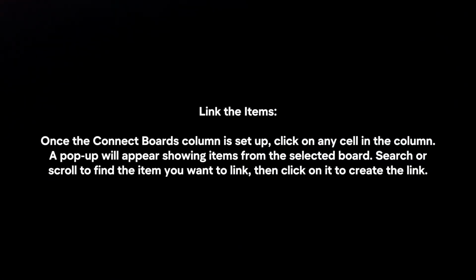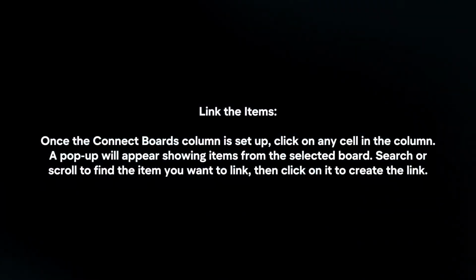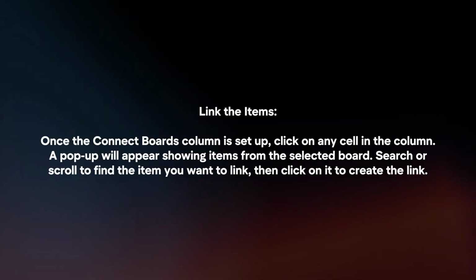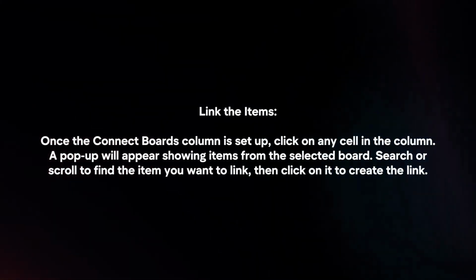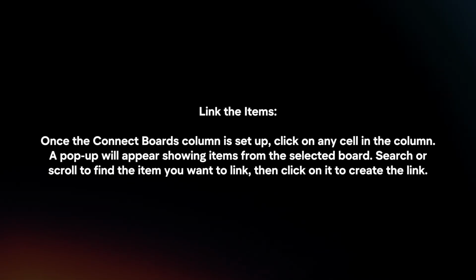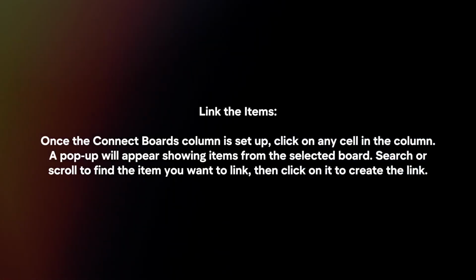Link the items. Once the Connect Boards column is set up, click on any cell in the column. A pop-up will appear showing items from the selected board. Search or scroll to find the item you want to link, then click on it to create the link.